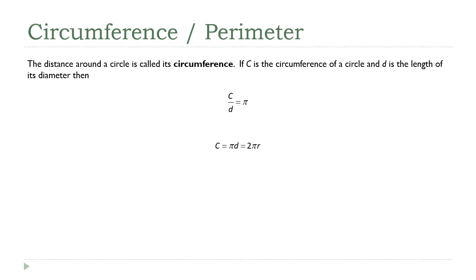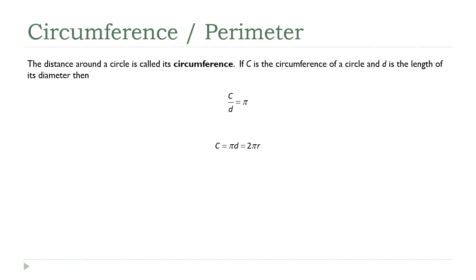Now, once we've got this relationship, we can also simplify this a little bit. We can get rid of the fraction and solve this for the circumference, right? And if we do that, we get this equation here. The circumference is equal to pi times the diameter. And remember, the diameter is twice the radius. So we could also rewrite this again as the circumference is equal to 2 pi r.